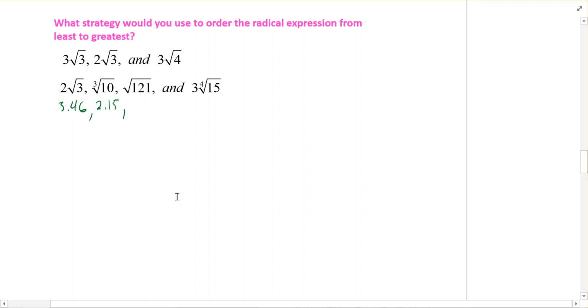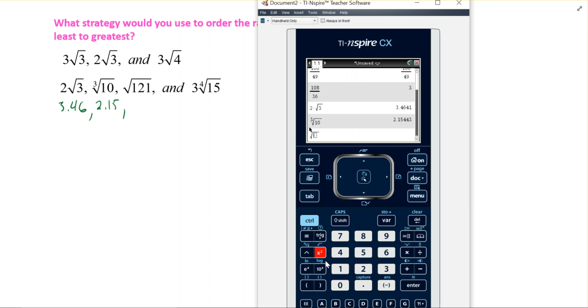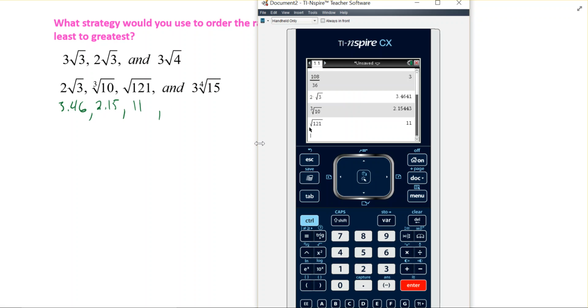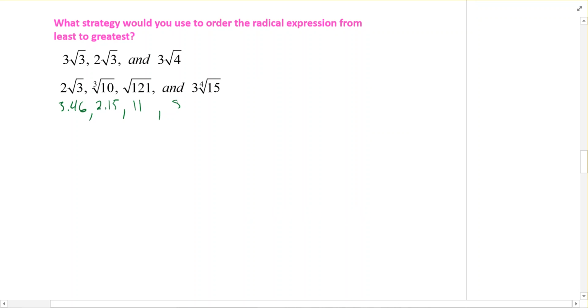And then square root of 121. That's 11. And then 3 times 4th root of 15. So 4 goes there. 15. 5.9. Okay, so now this becomes pretty easy, right? You guys should be able to order these ones. Just decimal numbers, right? Okay.